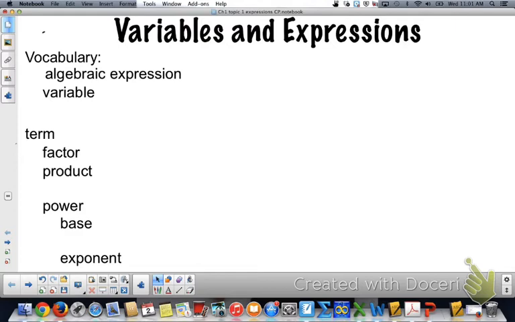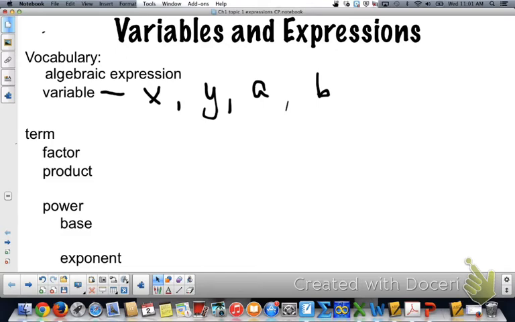Starting with variable, that's the second word I know, but a variable is a letter that represents a number in an expression. So variable, something like X, you can use Y, you can use A, you could use B, J, whatever you want to use. Those are variables, and they're put in place of a number.